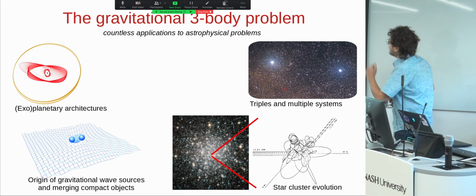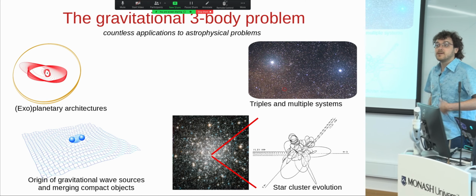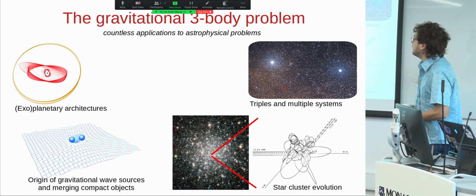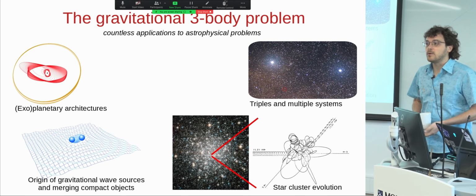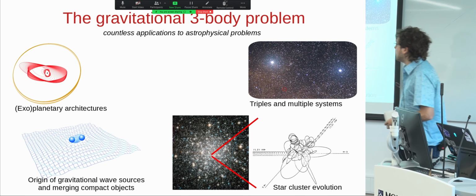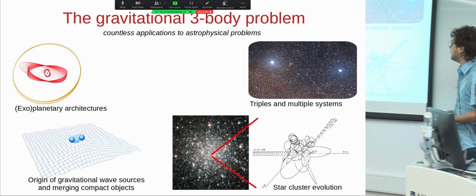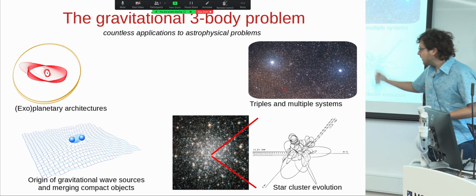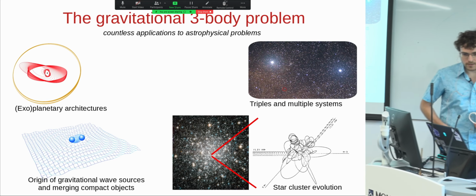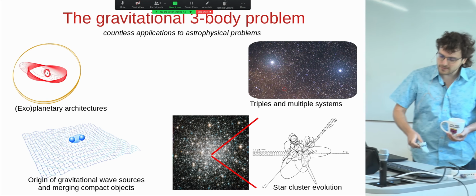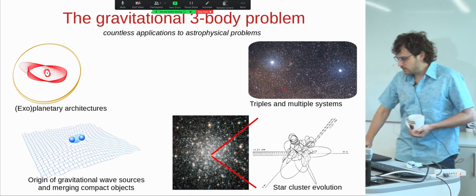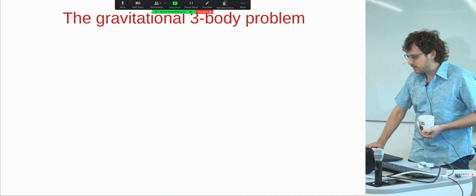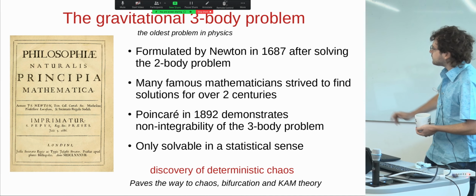So yes, the gravitational three-body problem has a long history and can be applied to several modern problems in astrophysics, including exoplanetary architectures, triples and multiple systems, star cluster evolution, and of course the origin of gravitational wave sources. And I'll be talking a little bit about it maybe later. But for now, we can forget all the astrophysical context and go back to the basics.